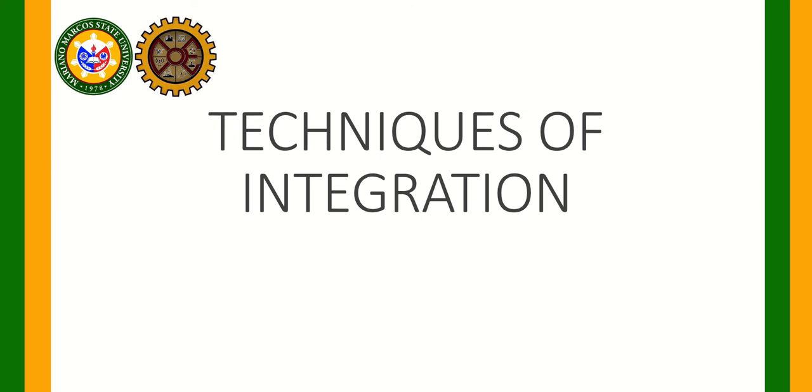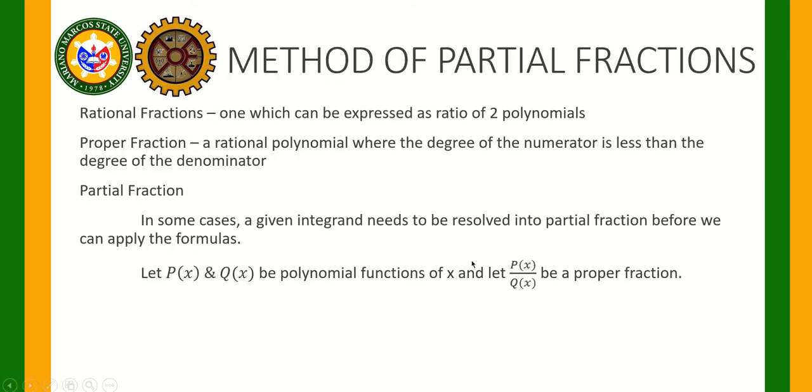Okay, so now we proceed to another technique of integration, and that is the method of partial fractions. So when we say rational fractions, one which can be expressed as a ratio of two polynomials. A proper fraction is a rational polynomial where the degree of the numerator is less than the degree of the denominator.